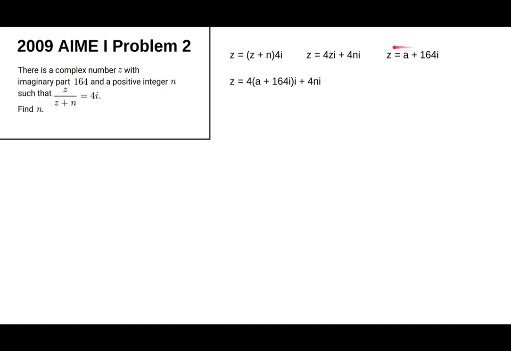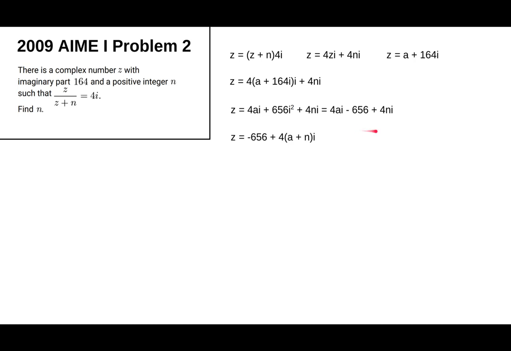So now we can substitute this equation into this one. z is equal to 4 times (a plus 164i) times i plus 4ni, because z is equal to a plus 164i. So let's expand, and then we get z is equal to 4ai plus 656i squared plus 4ni. And we already know i squared is negative 1, so we get 4ai minus 656 plus 4ni.